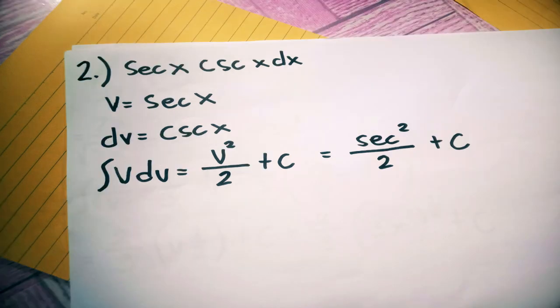Number 2, sec x cosecant x dx, u equals sec x, du equals cosecant x. The integral of u du equals u raised to the power of 2 over 2 plus c, and the final answer would be sec squared x over 2 plus c.